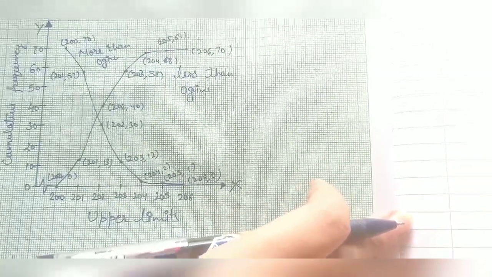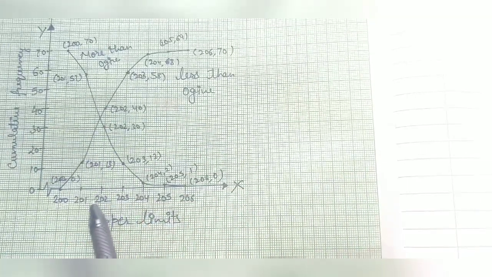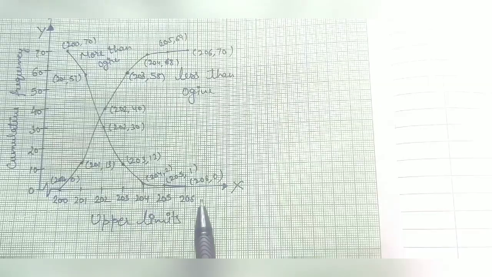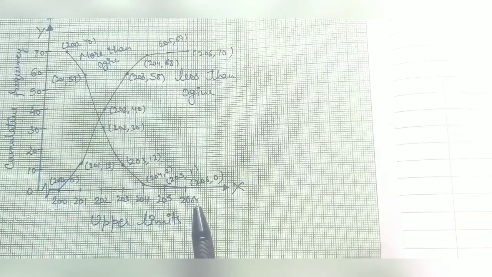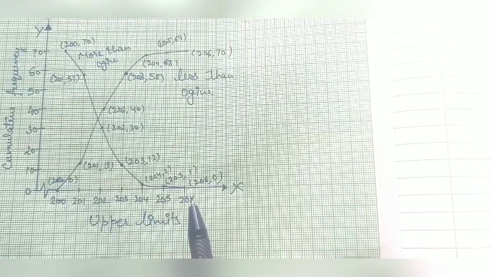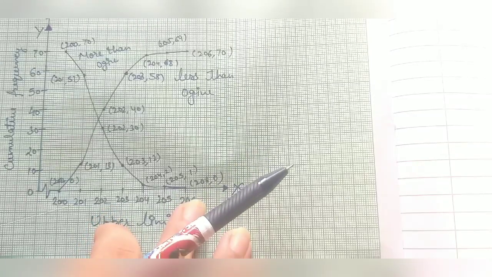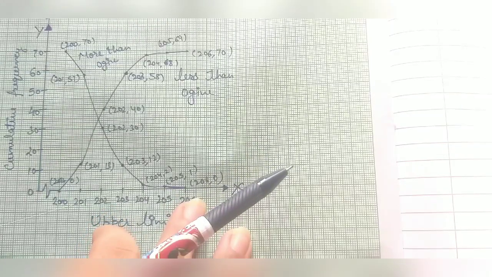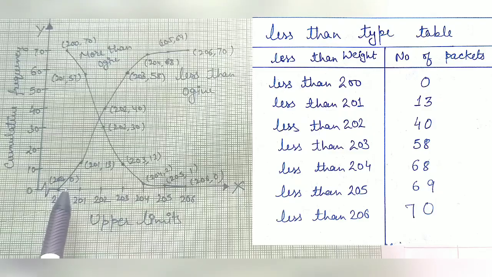So here we have a graph in which this is the x-axis and this is the y-axis. Here we denote all the upper limits on the x-axis and the cumulative frequency on the y-axis. Here we will show the less than type ogive and more than type ogive. For the less than type ogive, we plot all the points from the less than type table. We have the first point 200 and 0, so we'll plot 200 and 0.